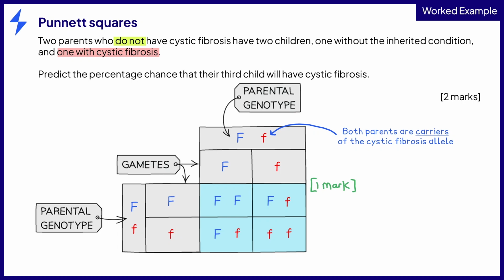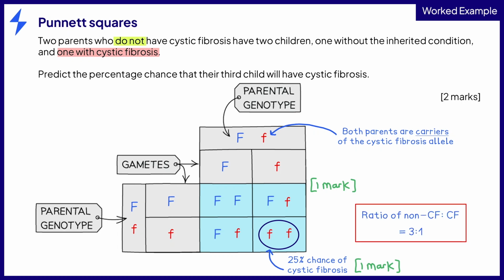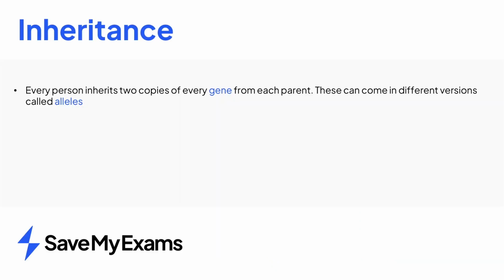We can see that 3 of the 4 genotypes have at least one dominant allele, and so do not have cystic fibrosis. And 1 of the 4 options have 2 recessive alleles. This means there is a 1 in 4 or a 25% chance that their next child will have cystic fibrosis. The ratio of potential non-cystic fibrosis to cystic fibrosis children is 3:1.